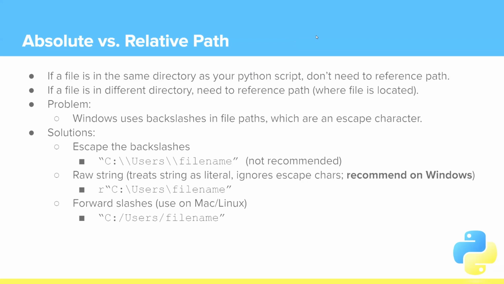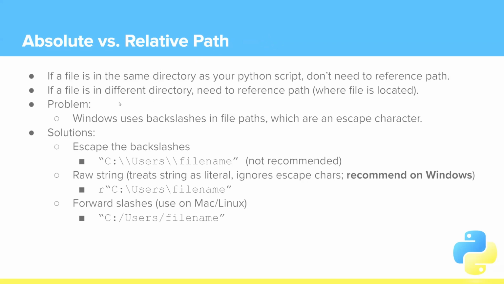However, we run into a problem when we're trying to access a file that's in a different directory than our Python script. And this problem is present on Windows, which most of you probably are using. So if there's a file that we're referencing in a different directory, we need to let Python know the absolute path, in other words, the full path of that file where it's located.